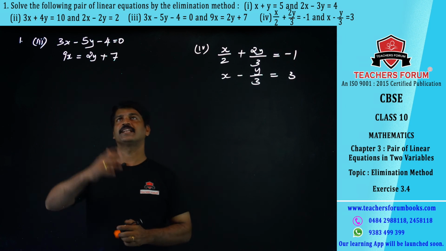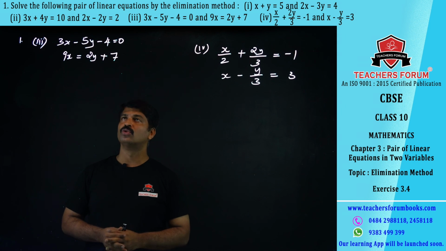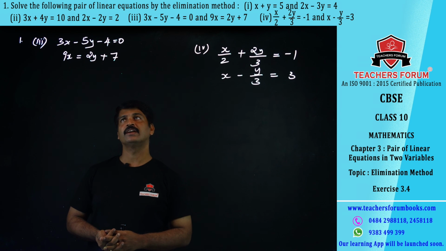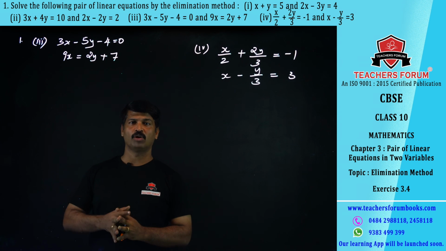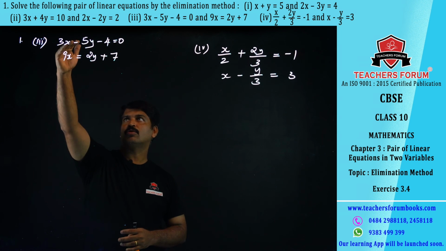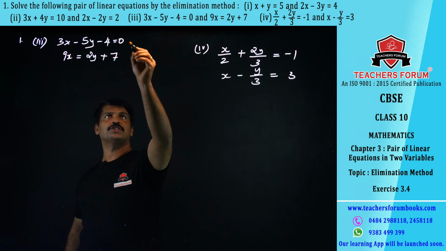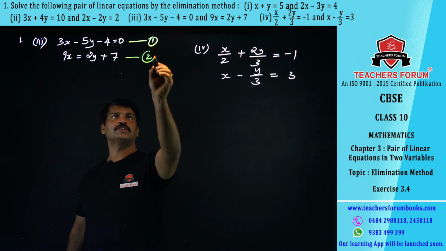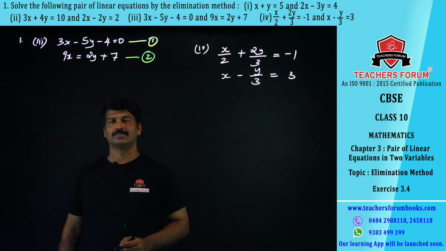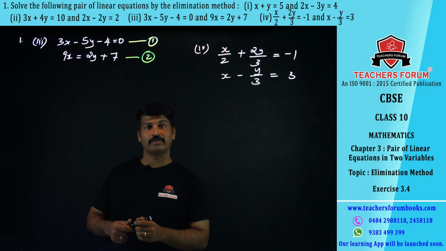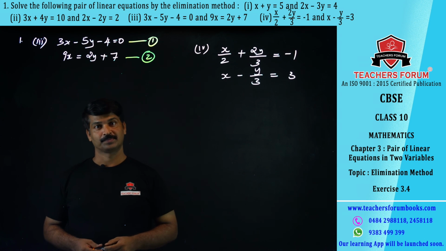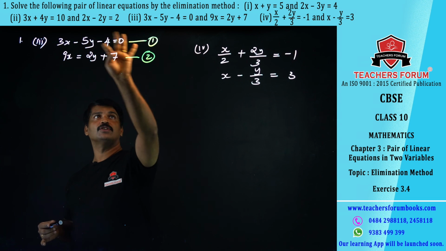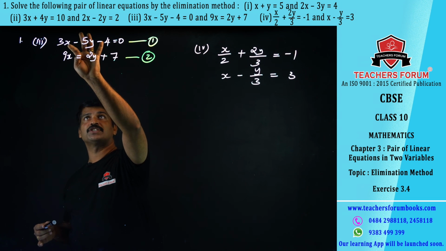Here 3x minus 5y minus 4 is equal to 0. The second equation is 9x is equal to 2y plus 7. You see, what are the coefficients of x? In the first equation, the coefficient of x is 3. In the second equation, the coefficient of x is 9. So how can you make the coefficient of x equal? Can you tell me, how can you make the coefficient of x equal? You can make the coefficient of x in the first equation.